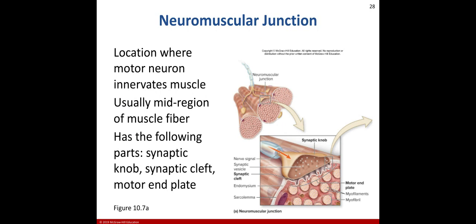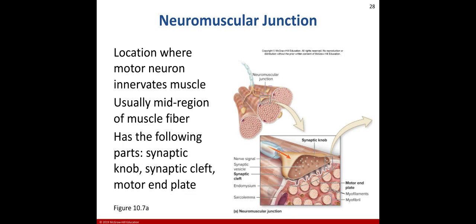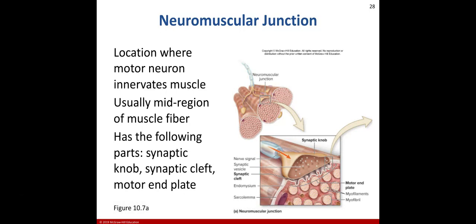So, what is happening here? You've got your muscle fiber. You've got your nerves. There's this small gap here, that synaptic cleft, and essentially what happens is a nerve signal will come through. It is going to release this acetylcholine that can then be taken up at the receptors here on the muscle fiber. And then, of course, that is going to open channels for the sodium and the potassium. The location where this motor neuron innervates the muscle is usually the mid region of the fiber, but it can go throughout. So just keep that in mind.